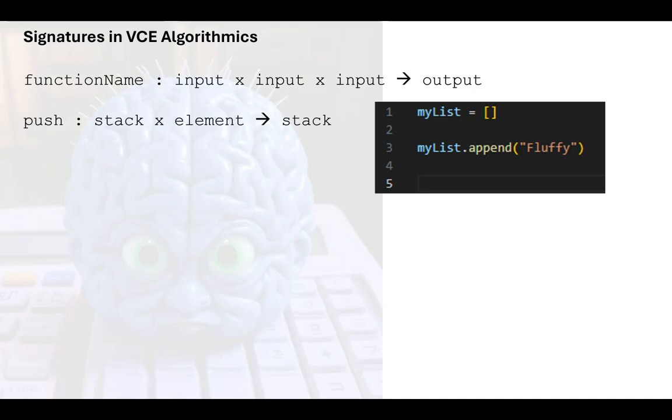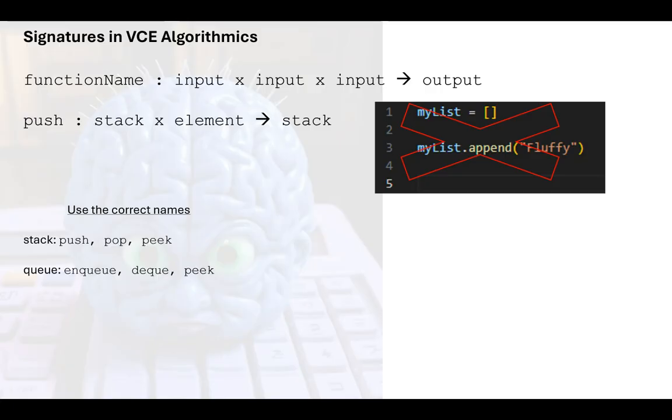So what common errors can we make? It's important to use the right names if those names exist. For a stack, we use push, pop, and peek. For a queue, we use enqueue, dequeue, and peek. Remember, for both of these, pop and dequeue do not return an item, only the queue or the stack itself. We need to use peek to return the element.